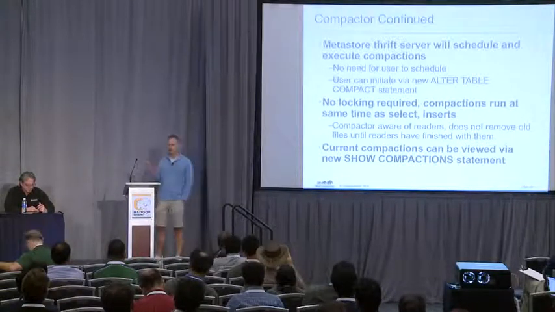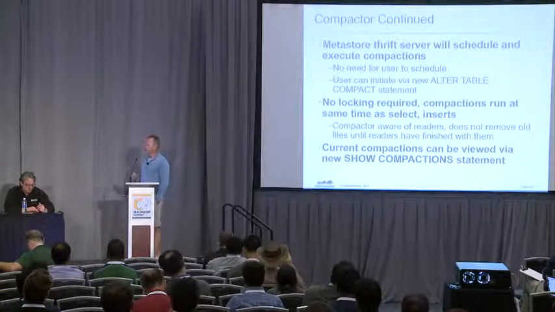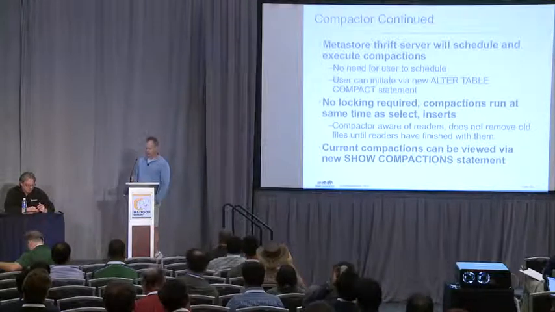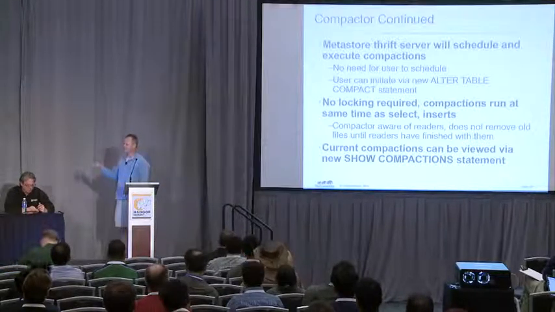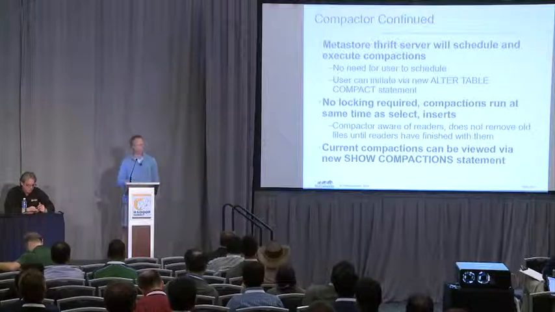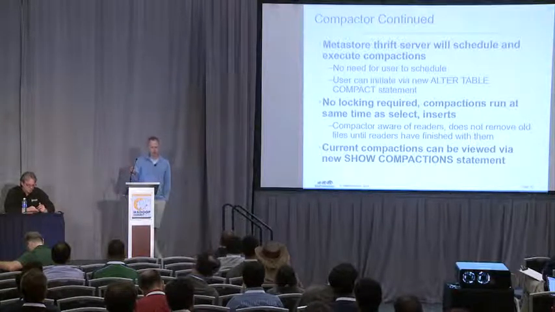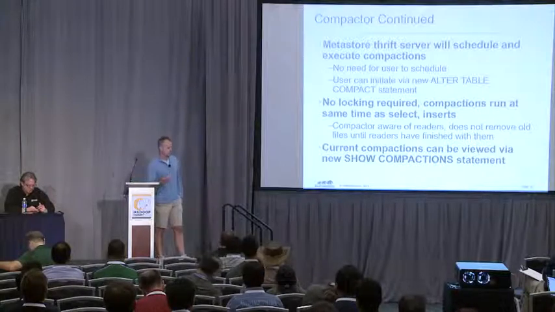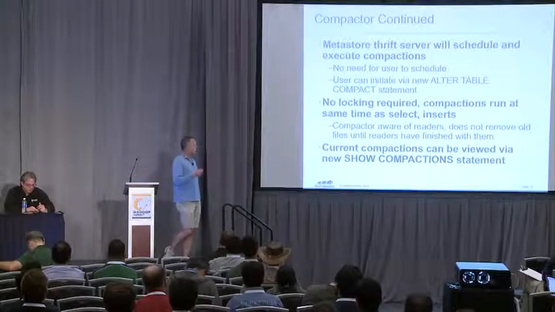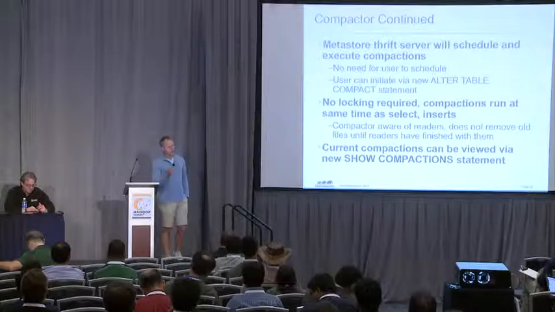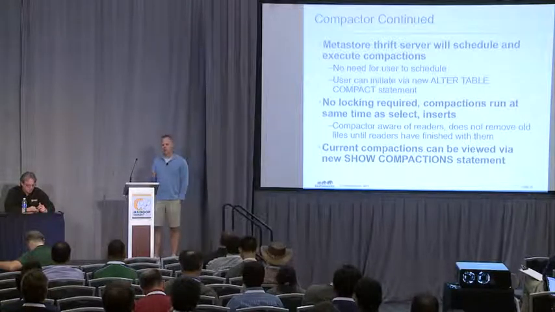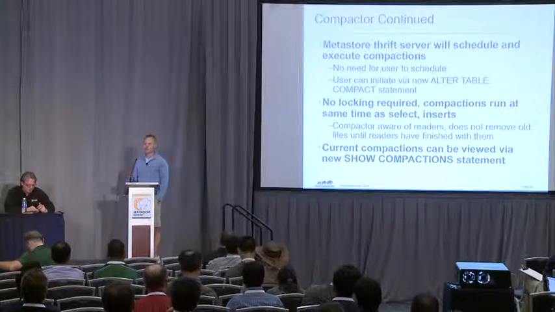It applies the rule of, are there 10 or more deltas? Or I guess I didn't say on the base, but on the base file, if the delta is 10% of the size of the base, then we do a major compaction. It sees if those criteria are met. If so, it schedules a compaction. Then a worker thread picks that up and does it in the background. So it runs a MapReduce job in the background to actually do that compaction.